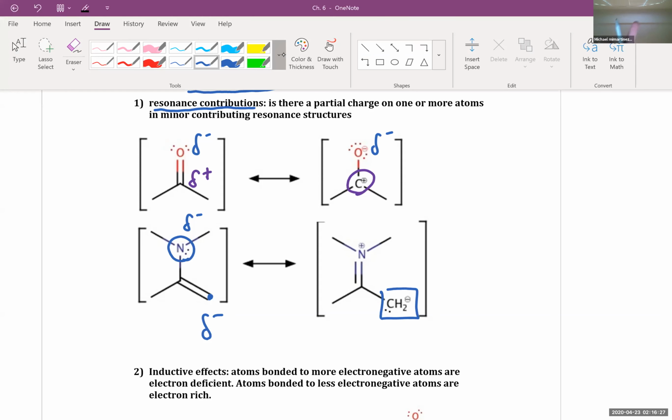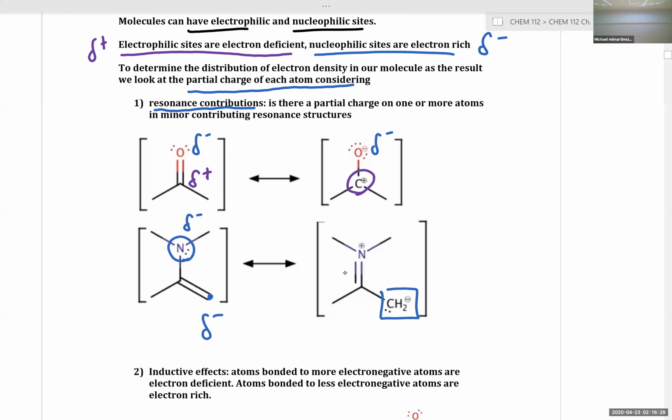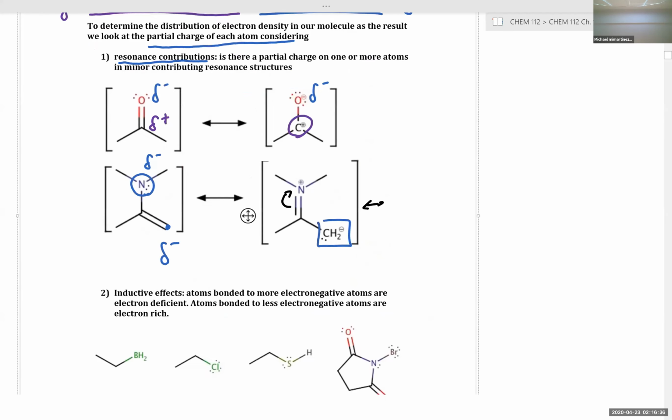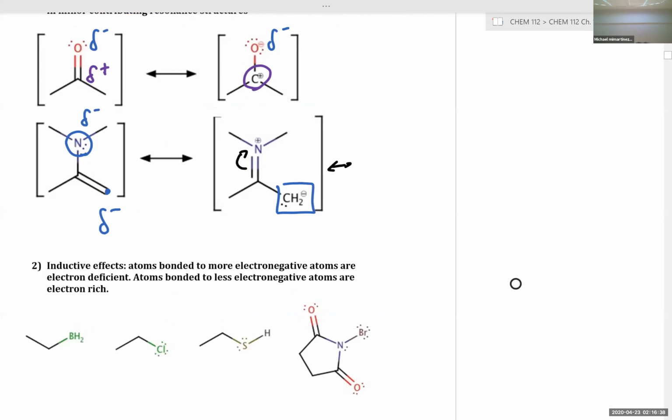Now, if we wanted to draw another resonance structure for this enamine, we could potentially kick our lone pair back up to the nitrogen and draw a resonance structure that looks a little bit like this.